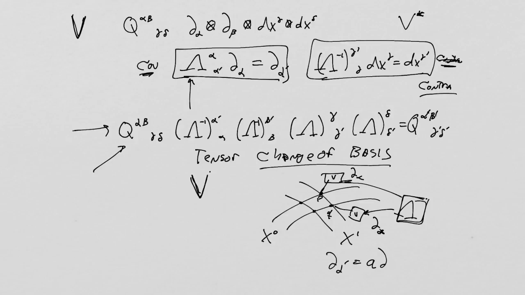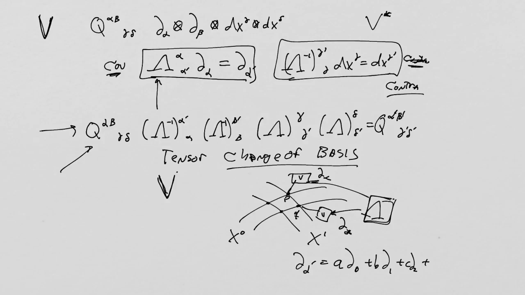A sub 0 plus B partial sub 1 plus C partial sub 2 plus D partial sub 3, right? The new basis is some linear product of the old basis, right? That's really what this does. That's what this actually says, right? This is shorthand for this. I guess if I'm going to literally make it shorthand for this, I should say partial 0 prime, right?